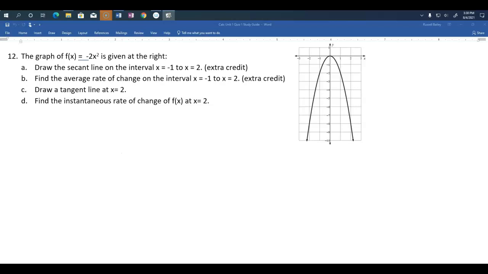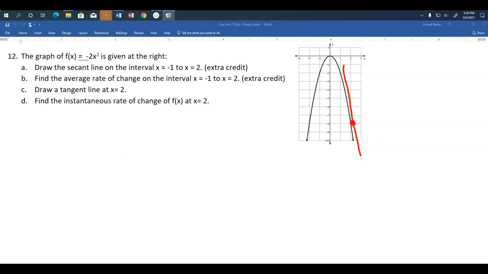Let's do part C. Draw a tangent line at x equals 2. So I want to find where x equals 2 on my graph, and I've already done that. It was down here. And I want to draw a tangent line. Now, a tangent line is a line that is straight, and it should just graze my function right there at that point. And it should be a line whose steepness represents the steepness of my graph at that point. So that would be my tangent line there.